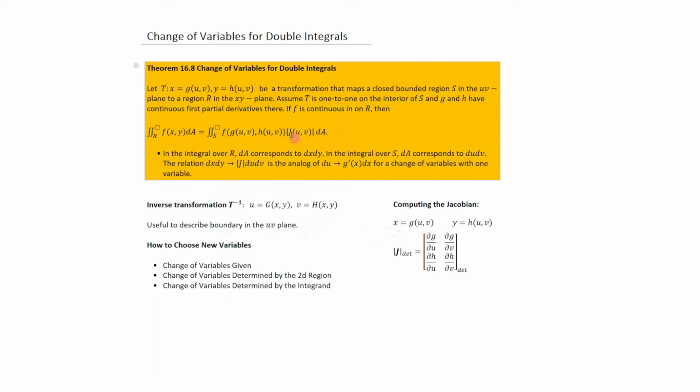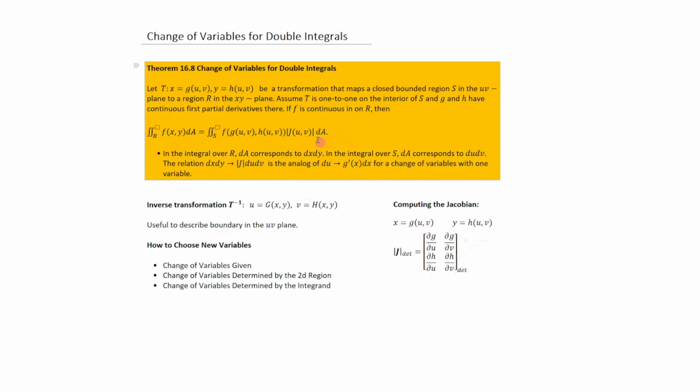So the Jacobian, this J that we see in here, is nothing more than taking the determinant of this matrix, where the matrix elements are just the partial derivatives of the transformation. So dg by du, dg by dv would be the first row, and dh by du and dh by dv would be the second row, and we take the determinant of that. Basically, that's the Jacobian matrix that we're dealing with.